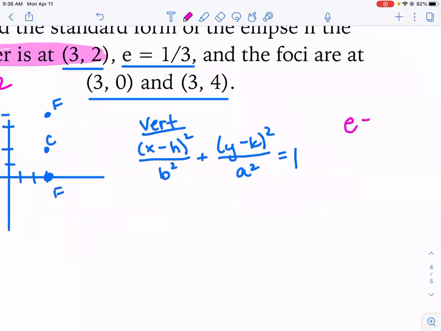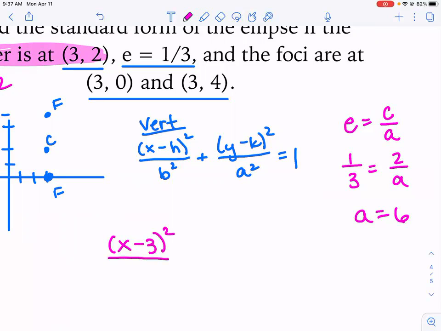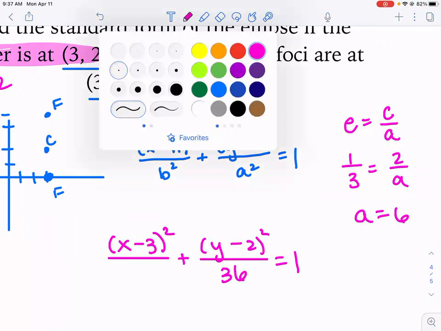So eccentricity is C over A, and we know eccentricity is 1/3, and we know that C is 2. So what does that make A? Yes. So we have (x minus 3) squared over, oh shoot, we don't know B, do we? We know A is 6, so A squared is 36. How are we going to figure out B?